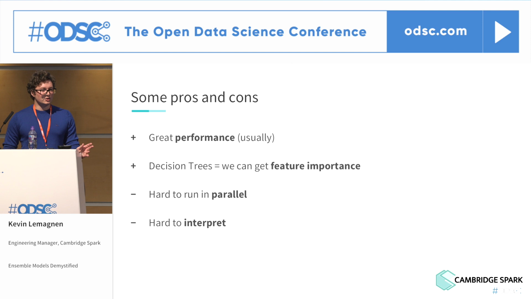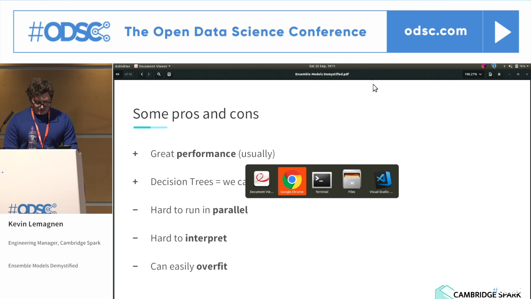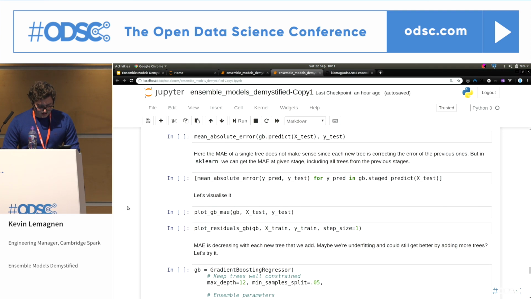Here, from your second tree, you're not even looking at your initial X and Y anymore, so your following trees are usually meaningless. And they can easily overfit, and it's probably the biggest con here. So let's do that in a notebook with scikit-learn.